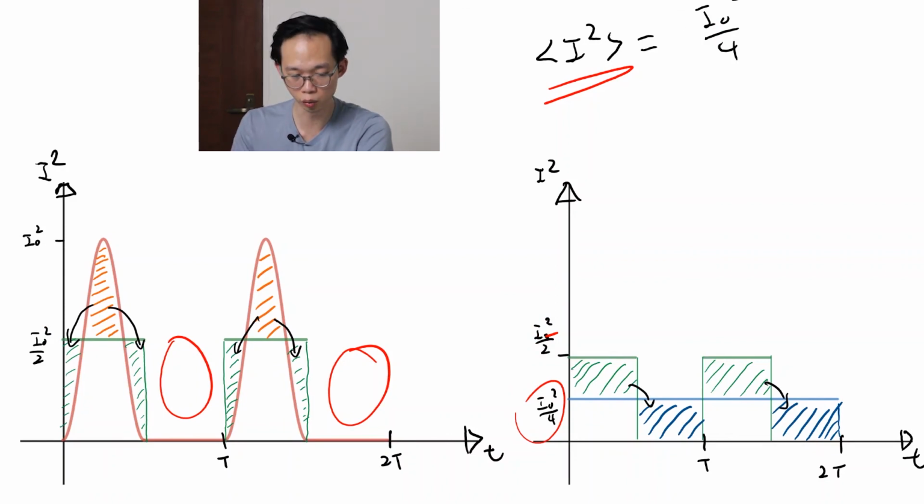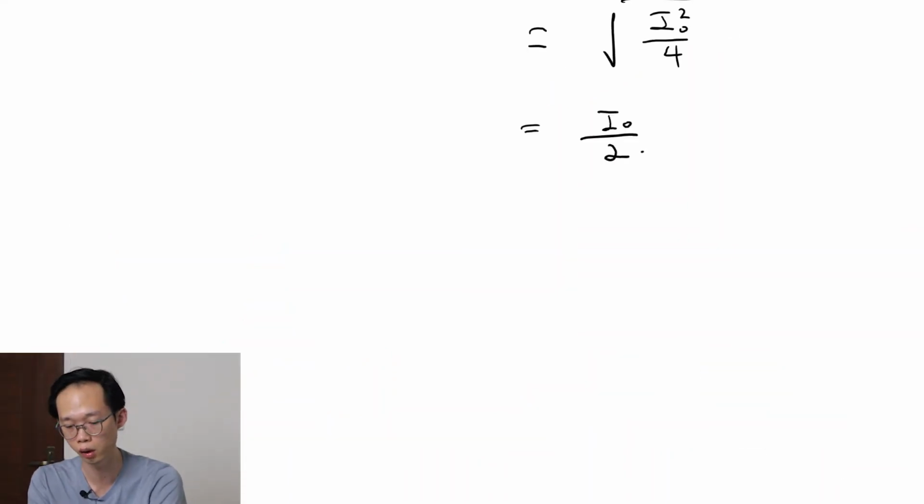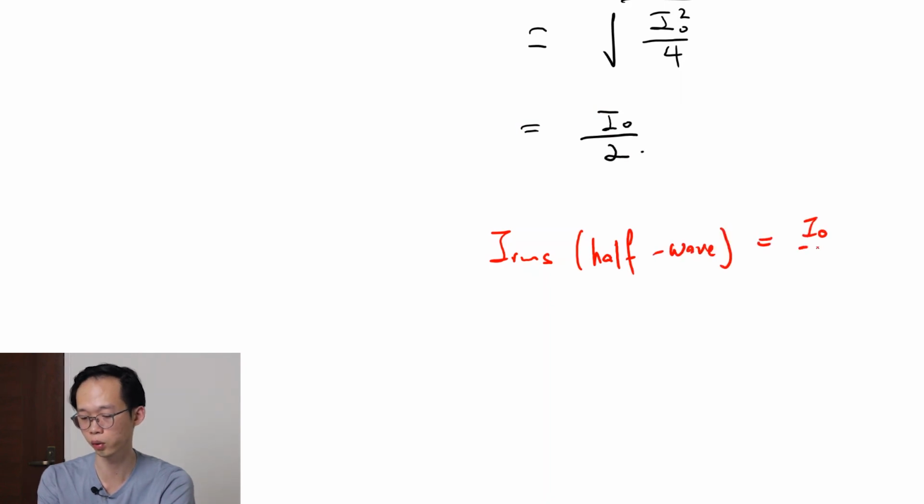Step 3, find the root of the mean squared values. So you just square root this I naught squared over 4 and it will give you I naught over 2. So the I RMS in this case for a half wave is equal to I naught over 2.